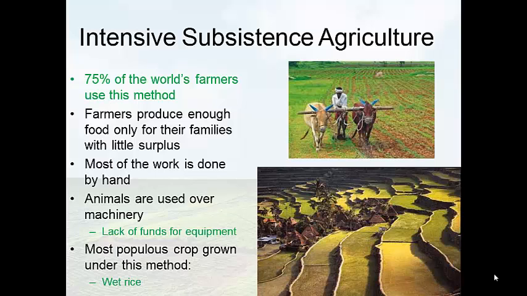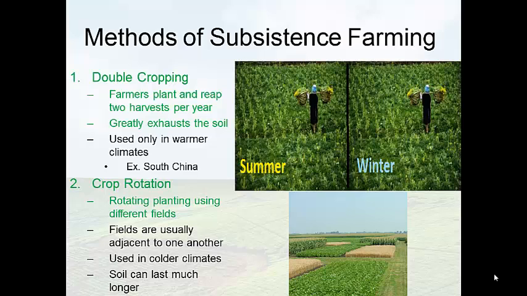Now, the most populous crop grown under this method, indeed, yes, is wet rice. You can see a wet rice farm to the right there. Now, here are two methods of subsistence farming. One is called double cropping. Now, this is when farmers plan to reap two harvests per year.